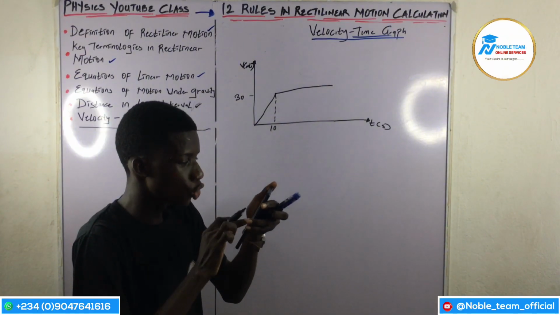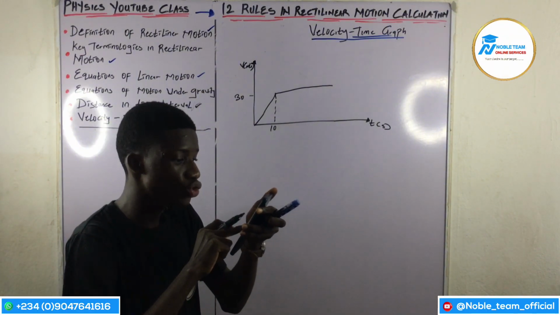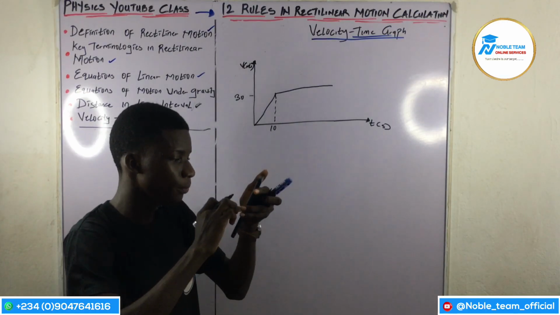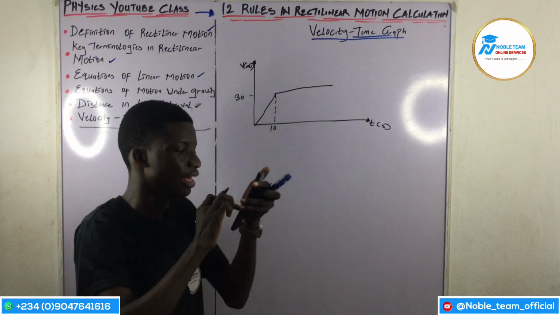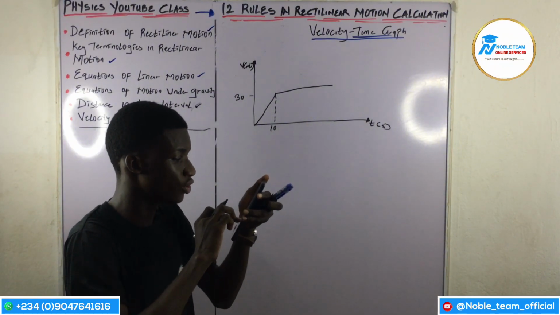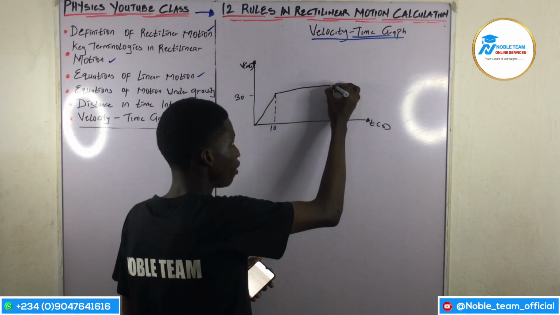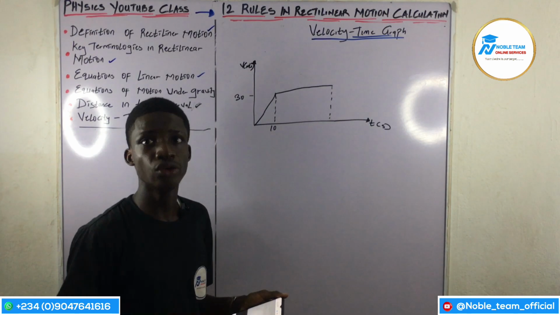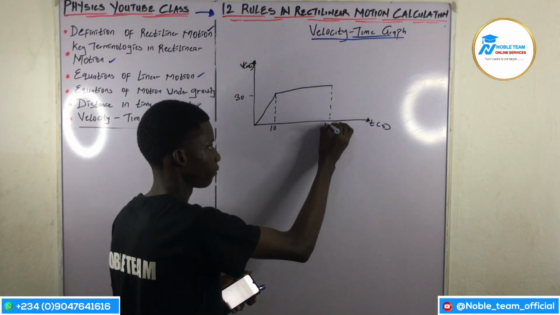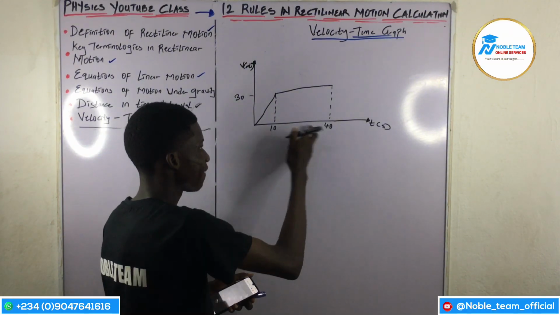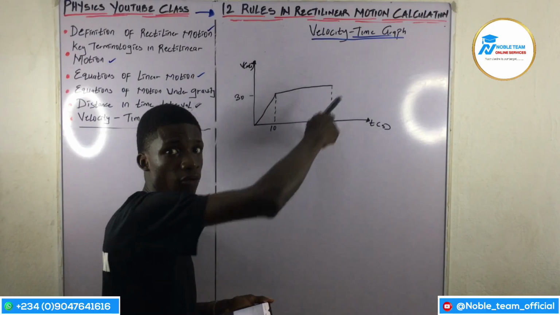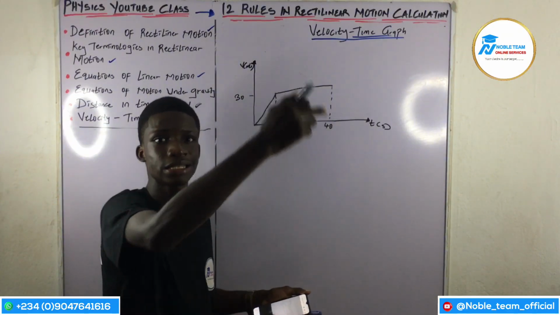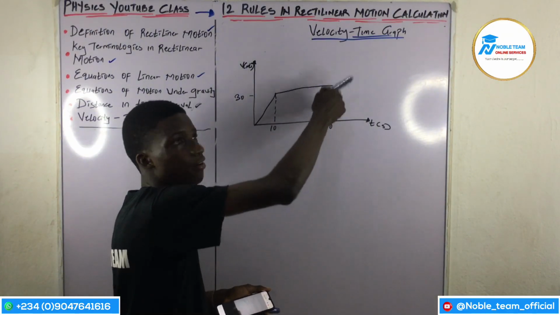Now, this question says, during a training session, a footballer accelerates uniformly from rest for 10 seconds, which is this, and attains a velocity of 30 meters per second. He later moved at the same velocity for 30 seconds. I'll draw it here. Now, am I going to write 30 here? No. What am I going to write? 40. Why am I writing 40? Because if I subtract this, I'm going to get the 30 of this. Imagine they said 50. I'm not going to write 50. I'm going to write 60. In case I subtract it here, I'll get the real value of this.